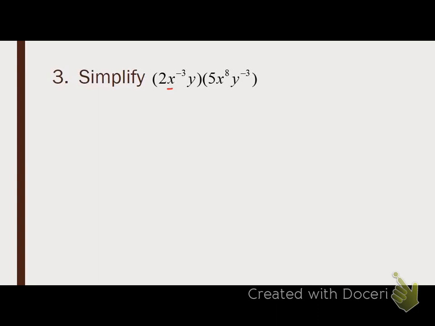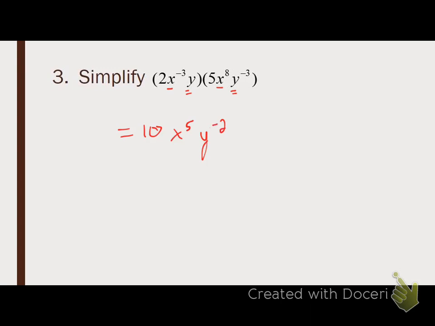do have some like bases that we're going to multiply together, like these x's and these y's, right? The 2 and the 5, of course, we can just multiply together and get 10. When we multiply the x's, we're going to add the exponents. Negative 3 plus 8 is 5. The y's, 1 plus negative 3 is negative 2.